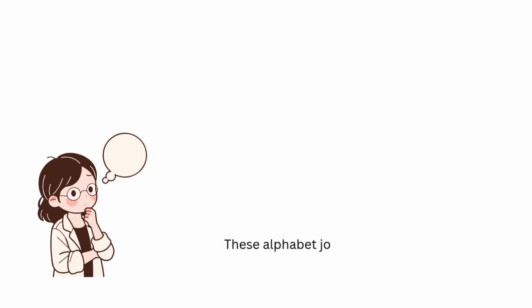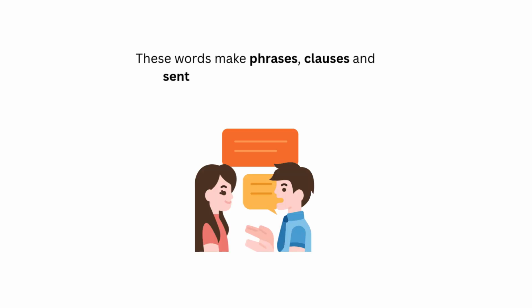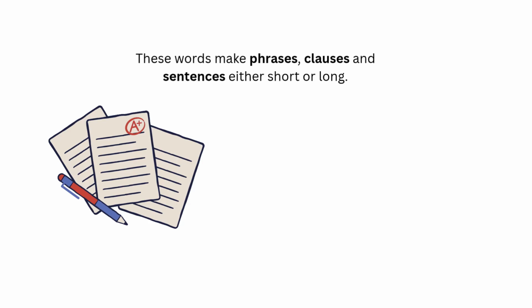These alphabet then join and make words, for example, cap, bat, good. These words then make phrases, clauses, and sentences that we use in our day-to-day language, but often complicate in our written exams. So let's simplify these three concepts.